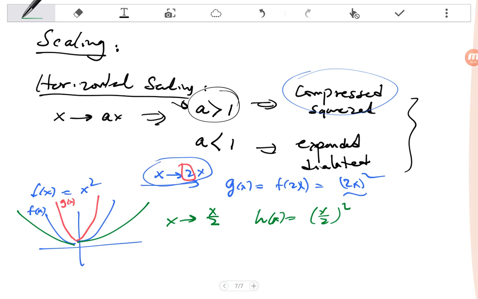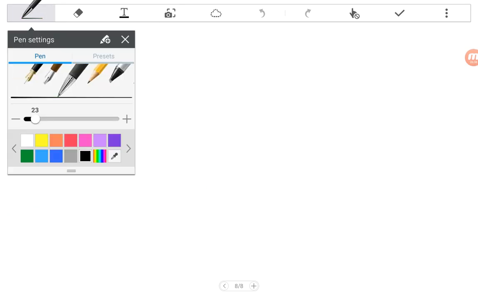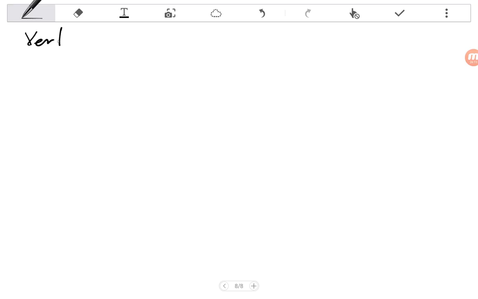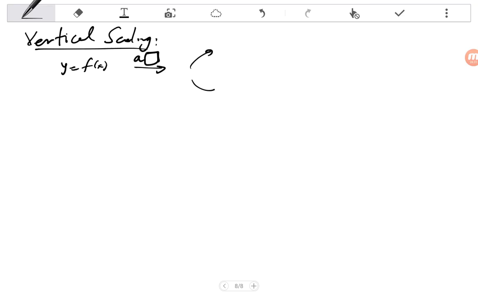In a similar pattern, we will have vertical scaling. What is the statement of the rule? It states that if I have some function y is equal to f of x, and the whole function is multiplied by some number a, then it depends on that a.